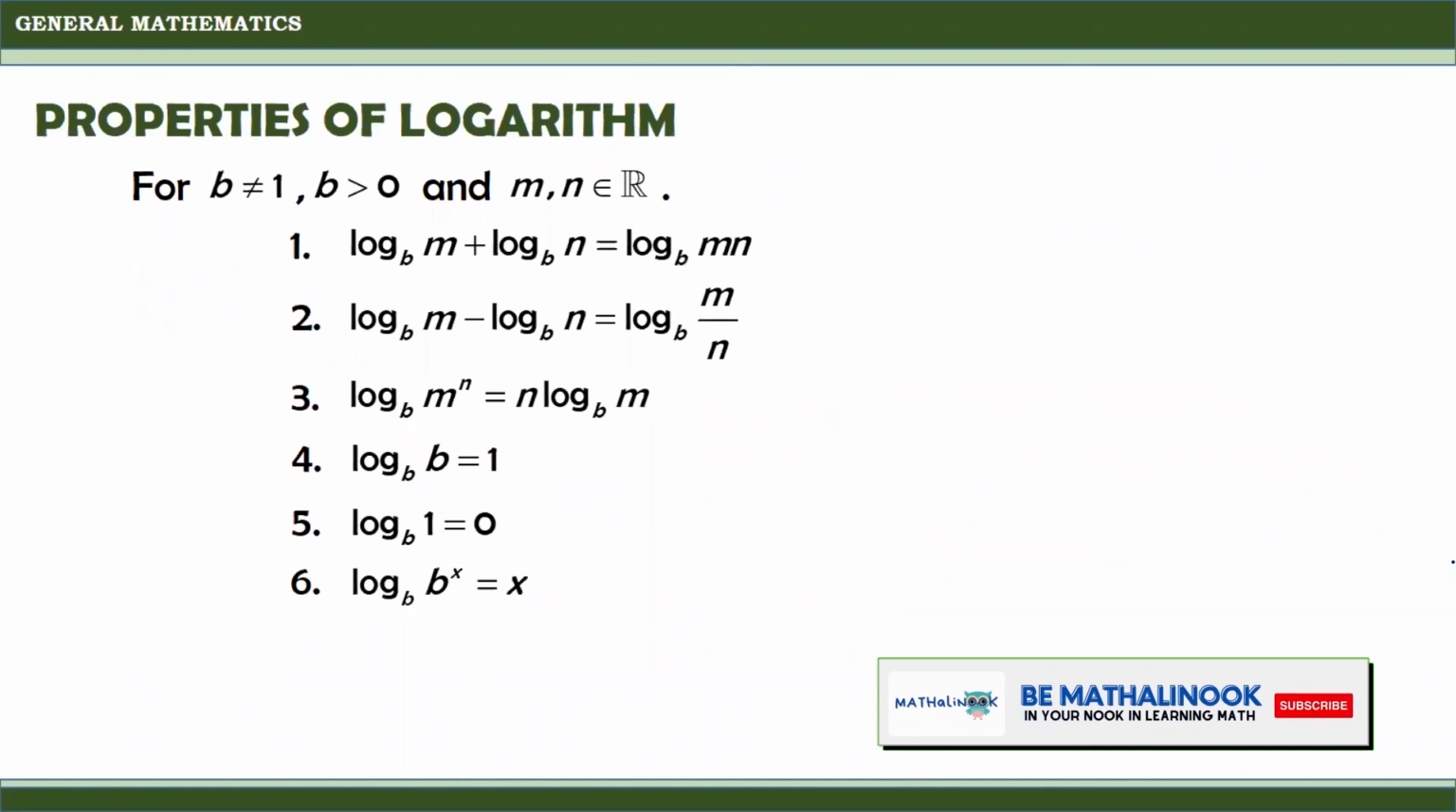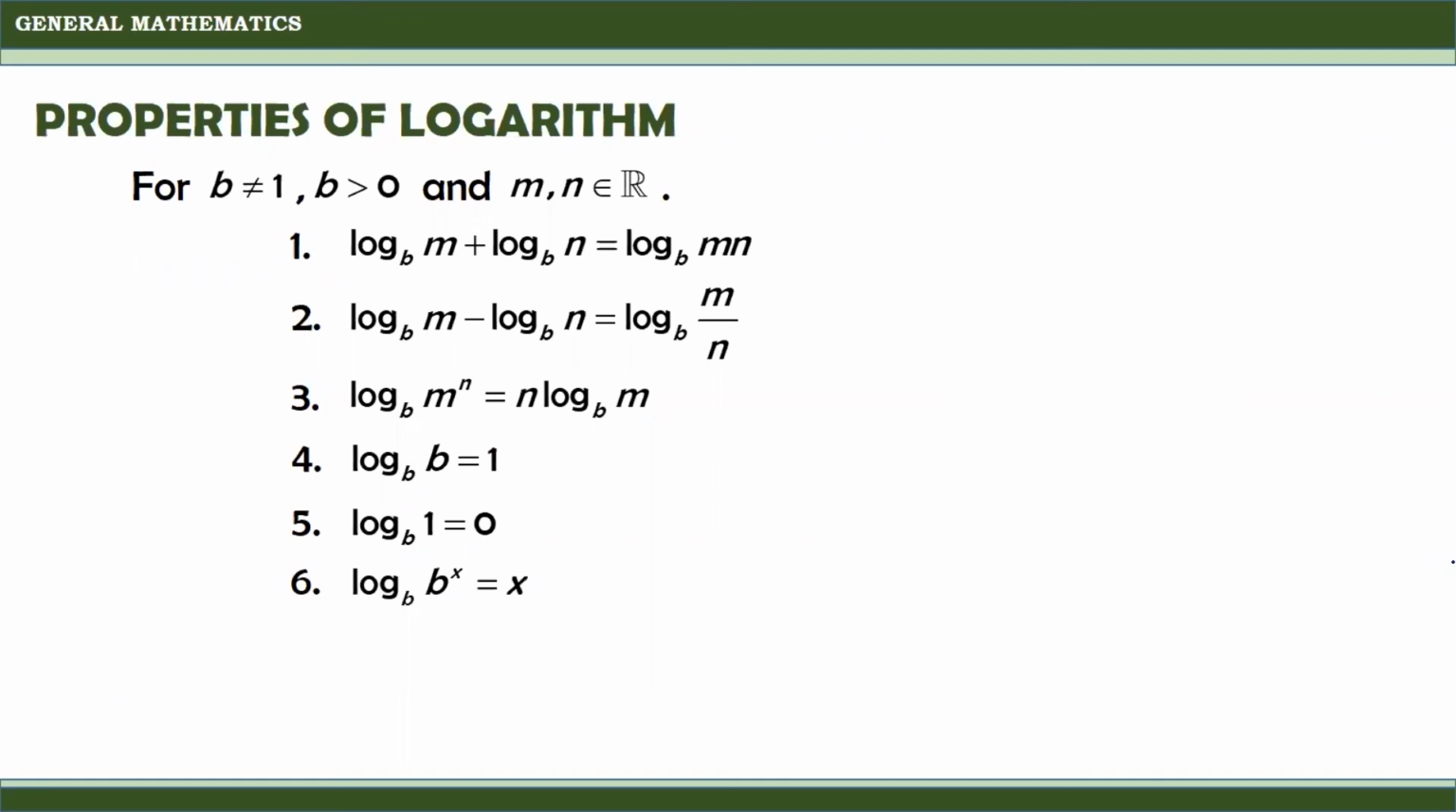These are the properties of logarithm. For b not equal to 1 and b greater than 0, and m and n elements of real numbers, the first property states that the logarithm of m to the base b plus the logarithm of n to the base b is equal to logarithm of mn to the base b. Meaning, if we are adding two logarithmic expressions, then we will be multiplying their respective powers.